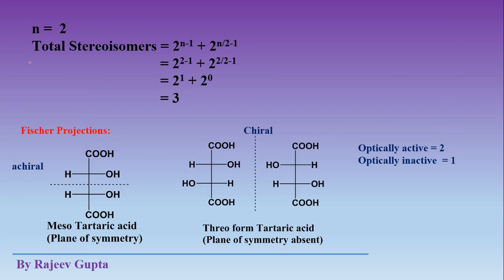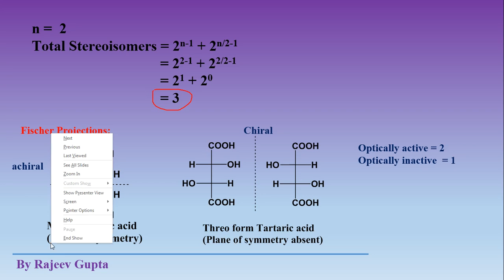See this formula: n equals 2, total stereoisomers equals 2 to the power n minus 1 plus 2 to the power n by 2 minus 1. Here n equals 2, put the 2 here: 2 to the power 1 plus 2 to the power 0. According to mathematics, 2 to the power 0 is 1 and 2 to the power 1 is 2. So the total is 3. So a total of 3 stereoisomers are possible for tartaric acid. Okay.